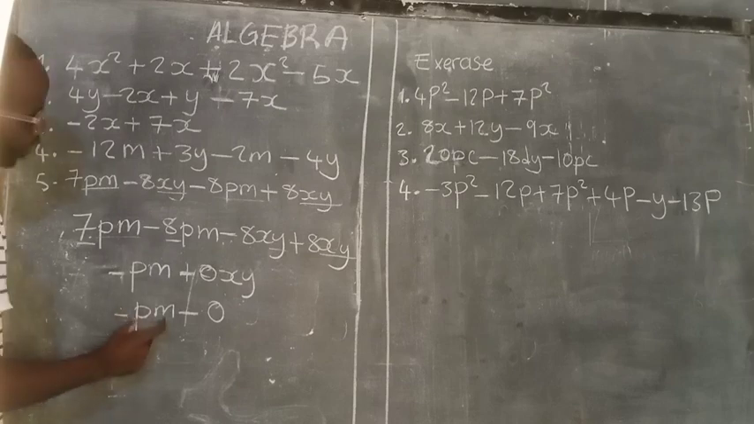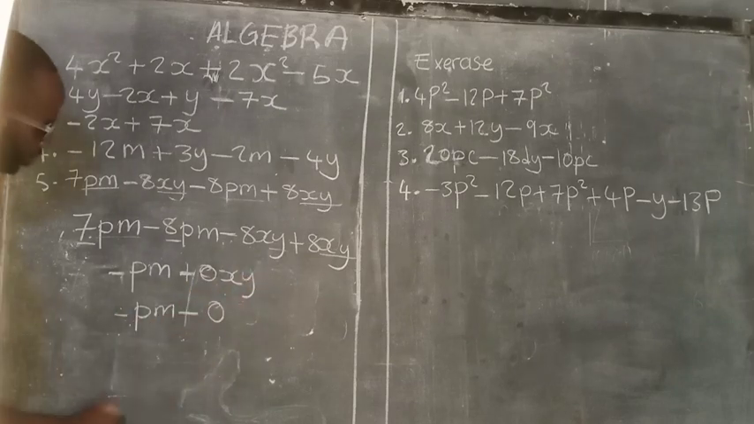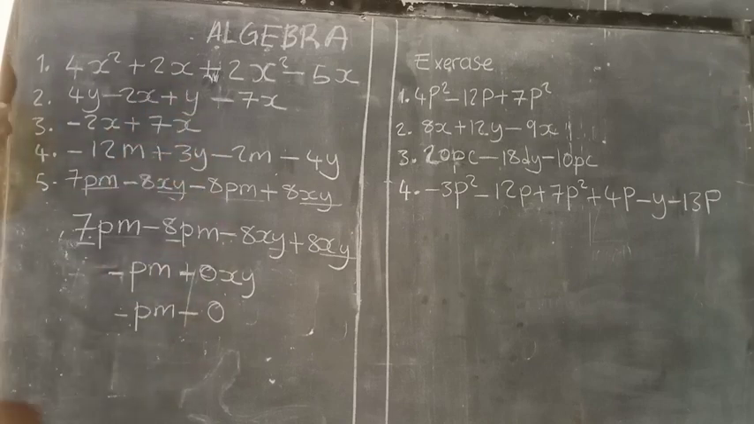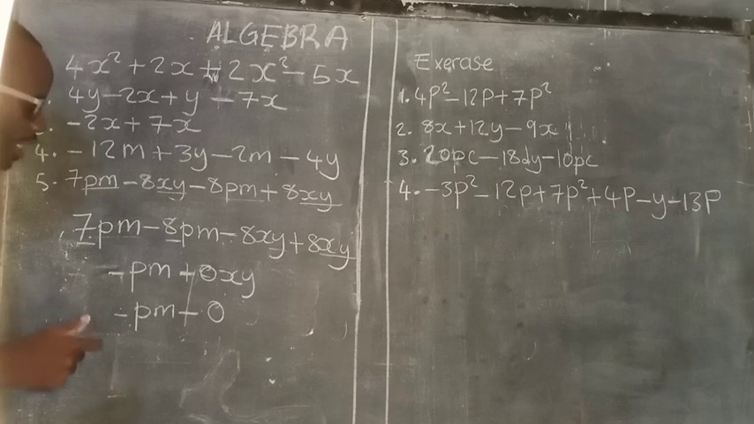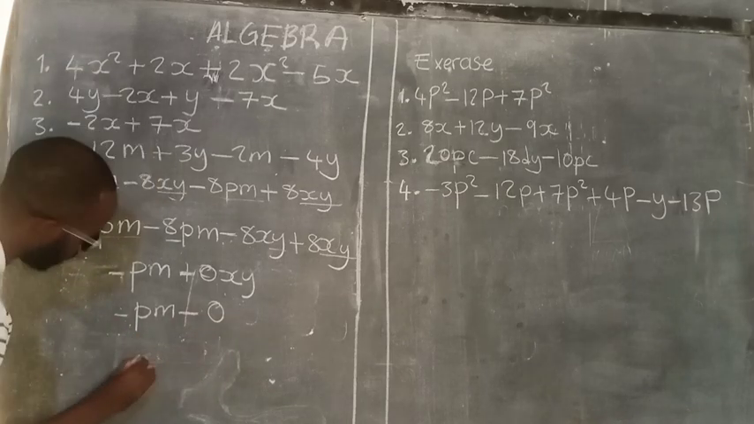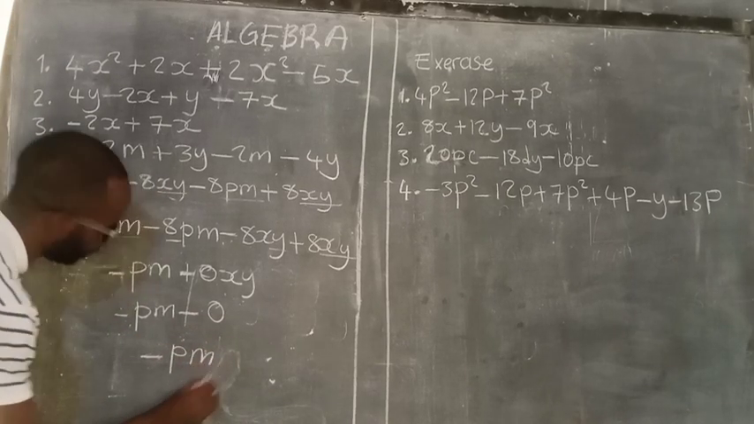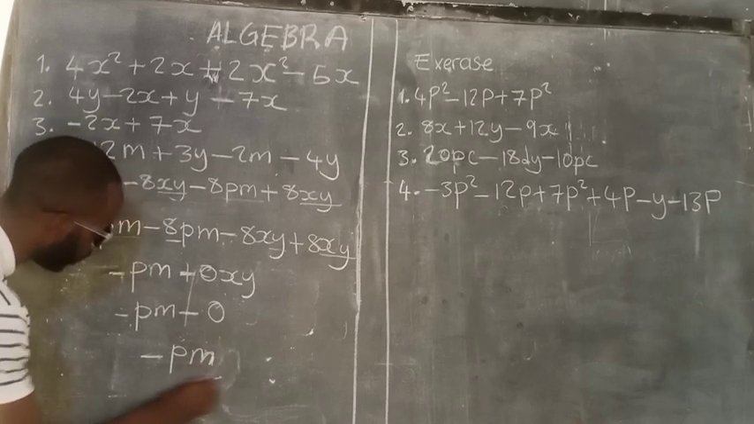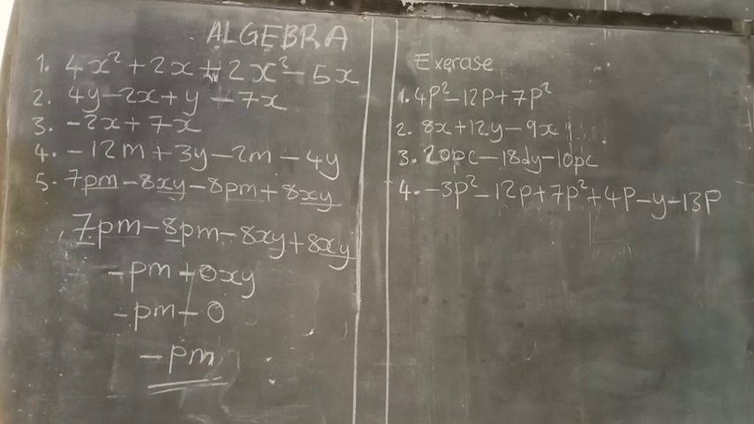But when we subtract any number by 0, the answer is that number. For example, 5 minus 0, the answer is 5. 10 minus 0, the answer is 10. Or 5 plus 0, the answer is 5. It is the same with the letters. If we say A plus 0, the answer is A. D plus 0, the answer is D. Negative PM minus 0, we get negative PM. This is our final answer.